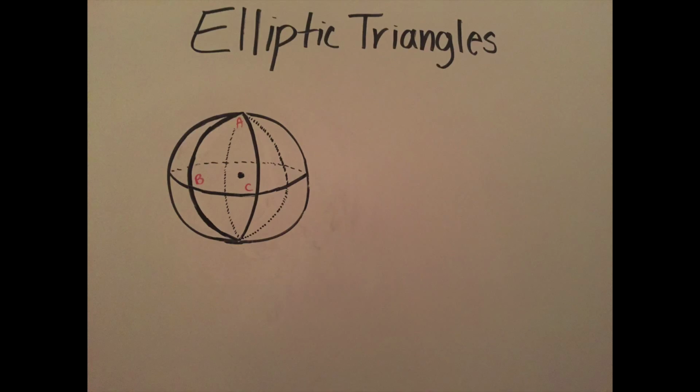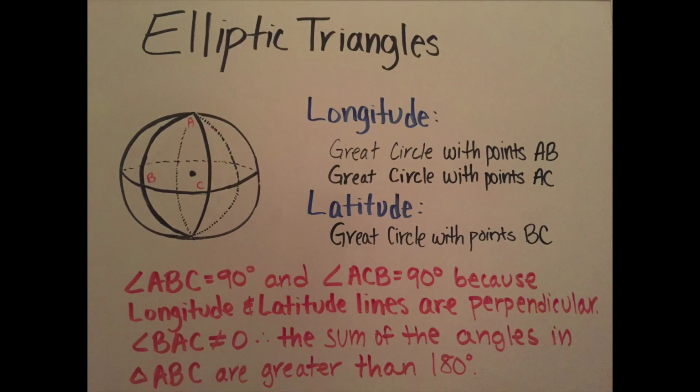On a sphere, the sum of the angles of a triangle is greater than 180 degrees. To prove this, we must assume the same longitude and latitude lines as we did before. Then, we know that angle ABC equals 90 degrees and angle ACB equals 90 degrees because longitude and latitude lines are perpendicular to each other. Then, looking at the diagram, we can see that angle BAC does not equal 0 degrees. Therefore, the sum of the angles in triangle ABC is greater than 180 degrees.